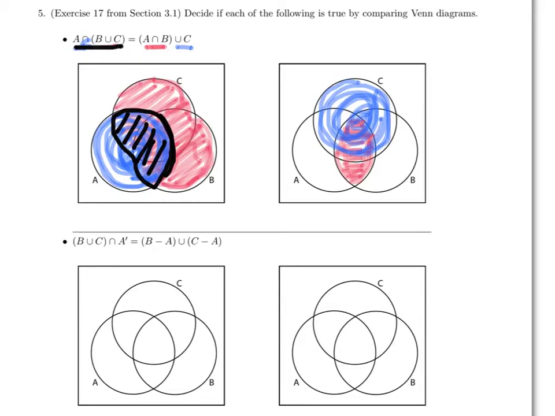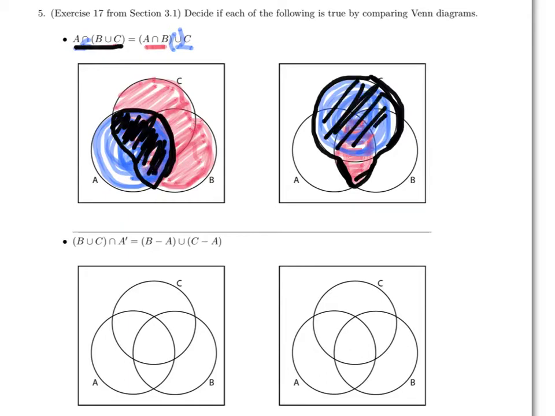And now, since this is a union symbol, we're not taking the stuff that shaded both blue and red. We're taking the stuff that shaded either blue or red. And so the resulting shading for this Venn diagram will look like this. It'll be all of C plus this little pointy thing sticking in. So it's clear at a glance that these shaded regions, the black shaded regions, are not the same. So these two are not equal, so these two expressions are not saying the same thing.